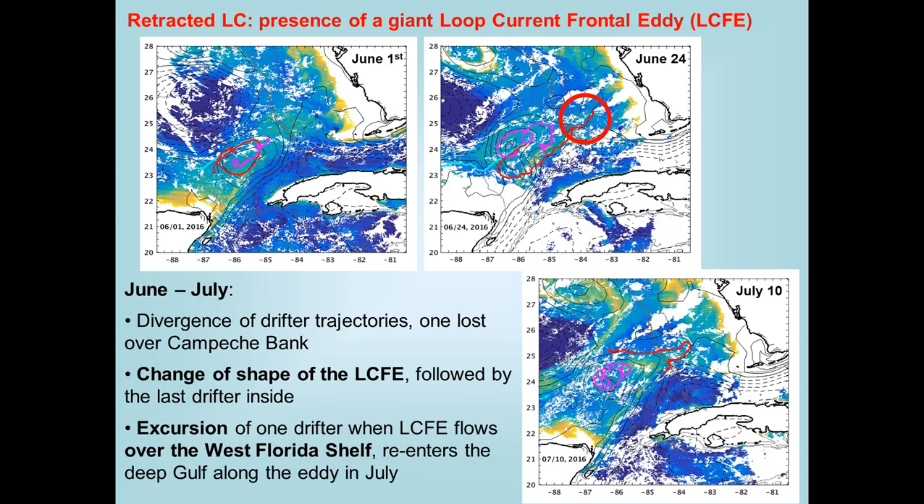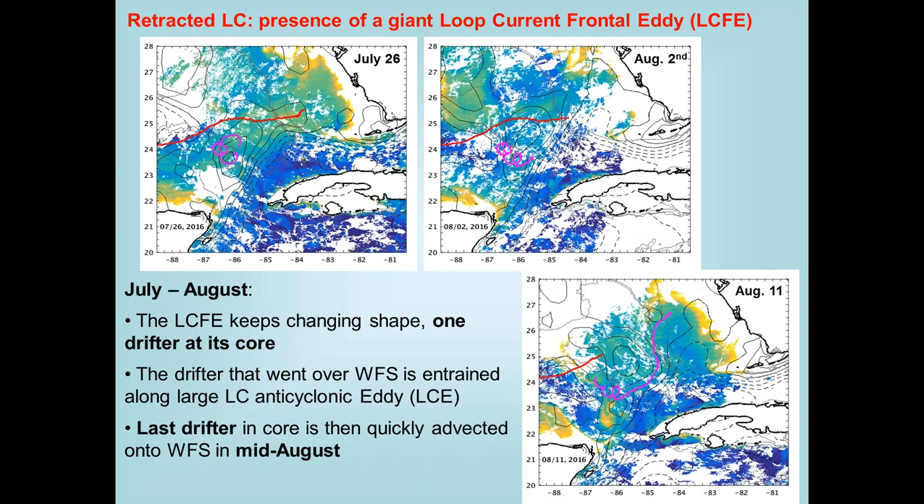later, following a pattern seen on ocean color as well as altimetry. Later on, this one is advected at the outer edge of the frontal eddy and is leaving the area, going eastward with the loop current anticyclonic eddy.